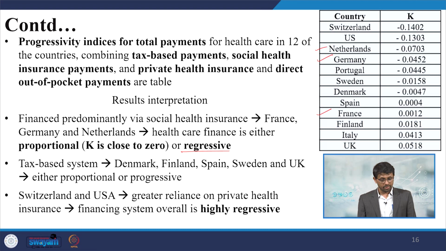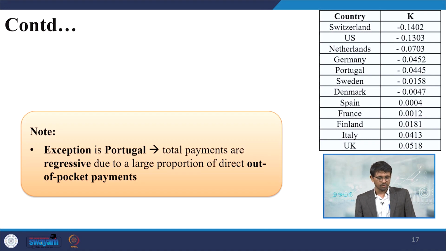In Switzerland and USA, there is greater reliance on private health insurance, and since the government's public policy intervention in the insurance market is very less, the financing system overall is highly regressive, since it is the private parties who are actually bearing the burden. So, reliance is largely on private health insurance.